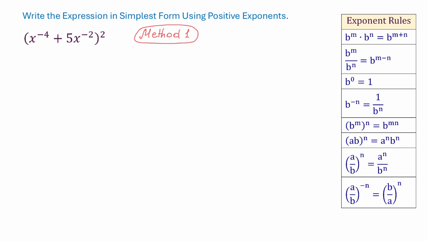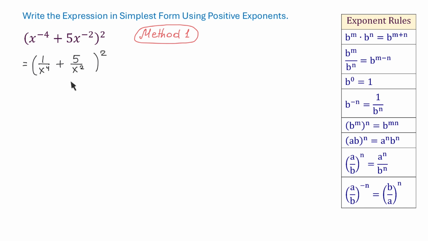We will start this problem by applying the negative exponent rule, and inside the parentheses, writing x to the negative fourth as 1 over x to the positive 4, and 5x to the negative 2 as 5 over x to the second power. So as you see in this product, we move only x down because 5 does not have a negative exponent, so it stays in the numerator. Then all this raised to the second power.